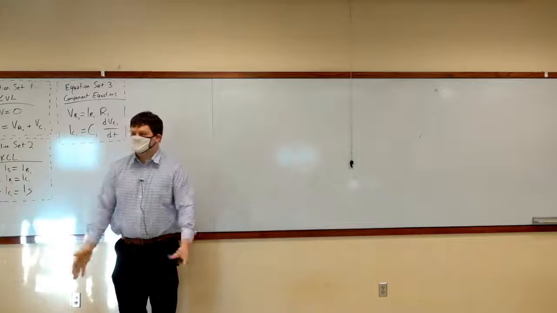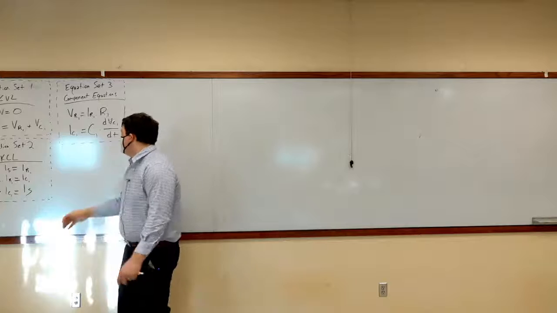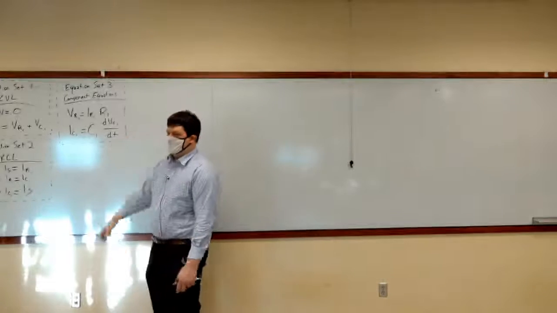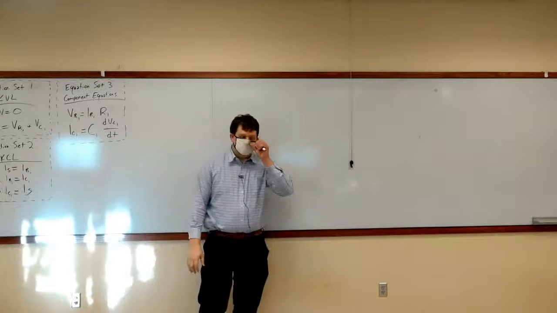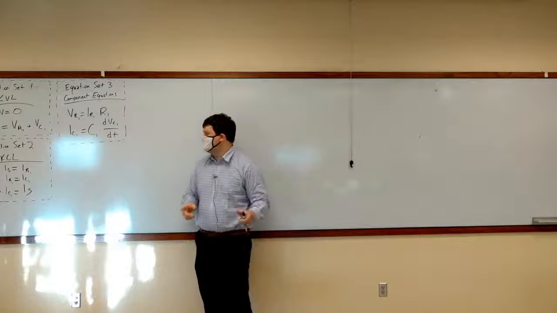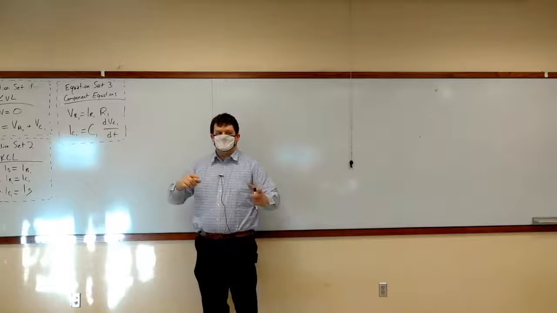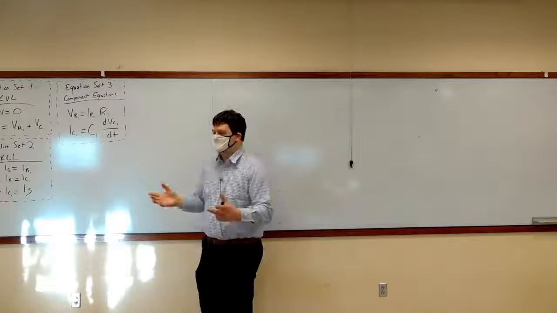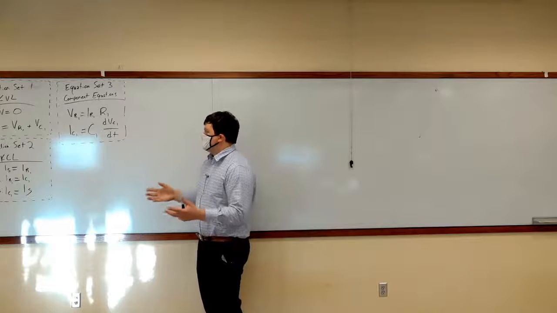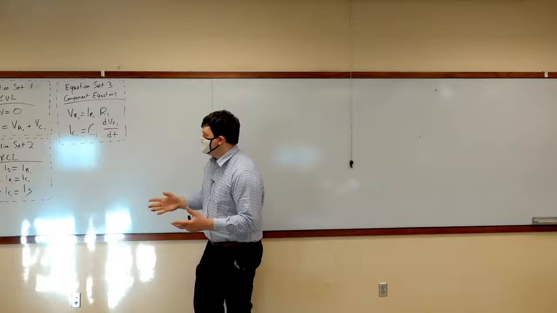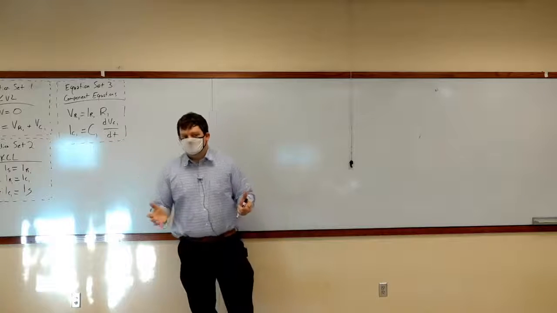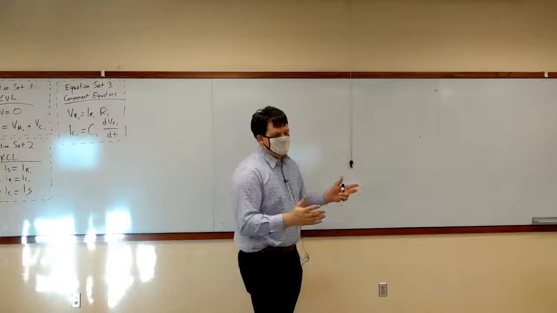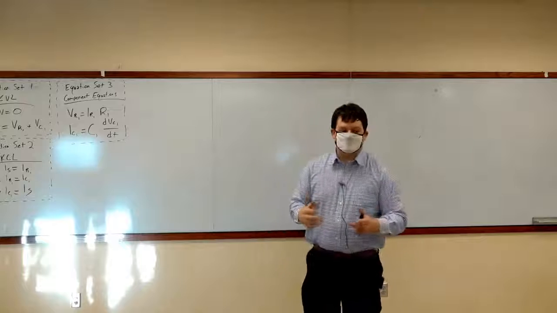KCL is a derivation of the law of conservation of mass. Mass in the system does not change. And then the third one, the relationships between different components, resistance, capacitance, inductance. It's the relationship between voltage and current. Okay? We will always have these same 3 equation sets for every problem. And you're going to really need to know that starting this week.